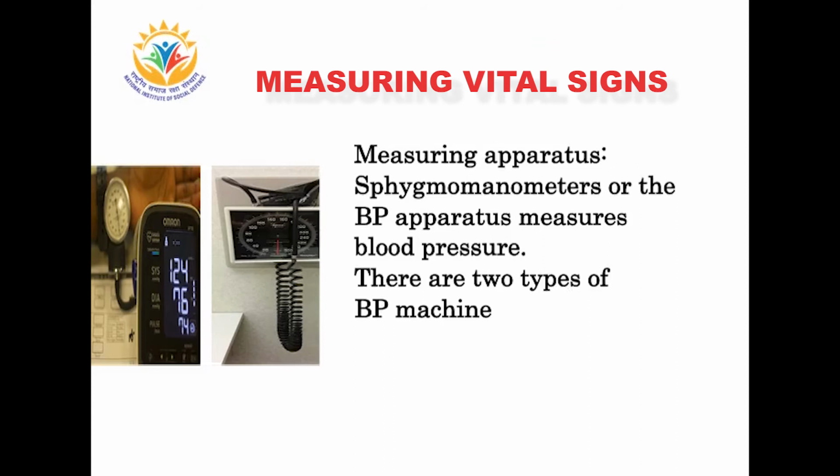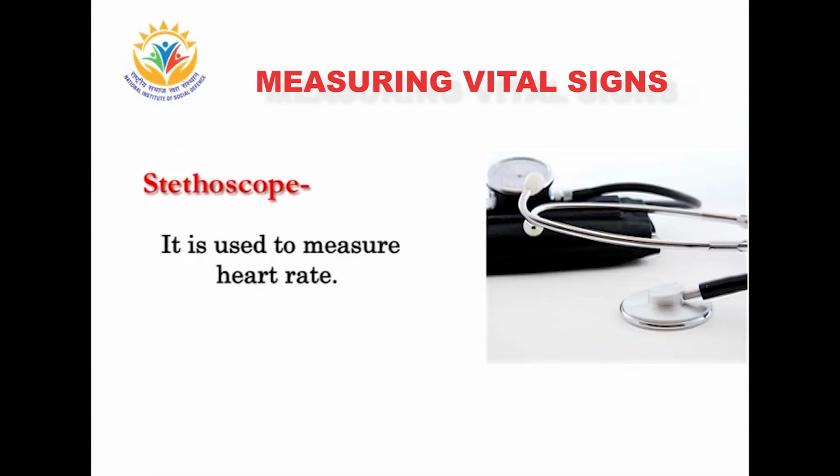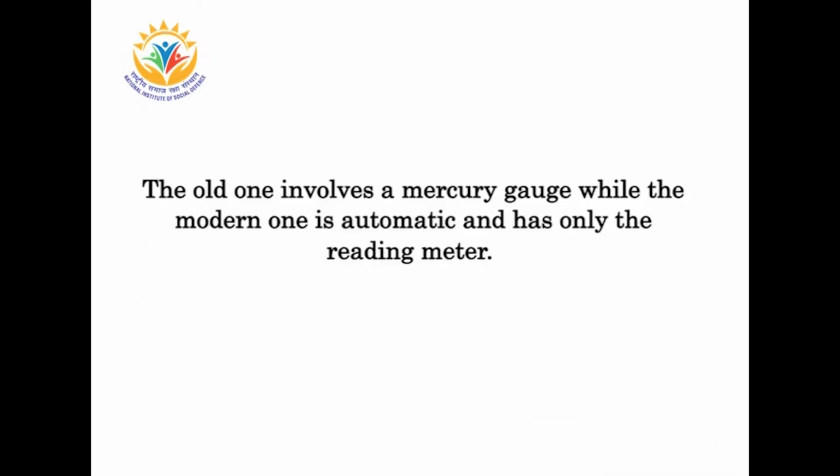Now, what is the apparatus used for measuring blood pressure? Sphygmomanometers or BP apparatuses are used for measuring blood pressure. There are two types of BP machines available: the manual sphygmomanometer and the digital sphygmomanometer. What is a stethoscope? It is used to measure the heart rate and auscultate the heart. The old one involves a mercury gauge, while the modern one is automatic and has only one reading meter.